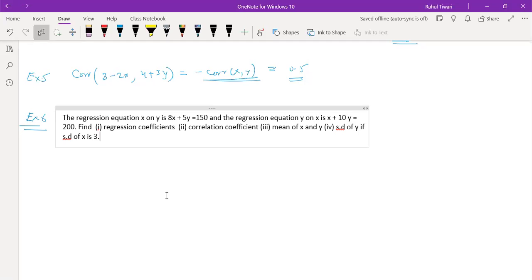See, this problem you can do in 1 or 2 minutes. Looking at the problem itself, you need to identify and understand the concepts. How to do it?